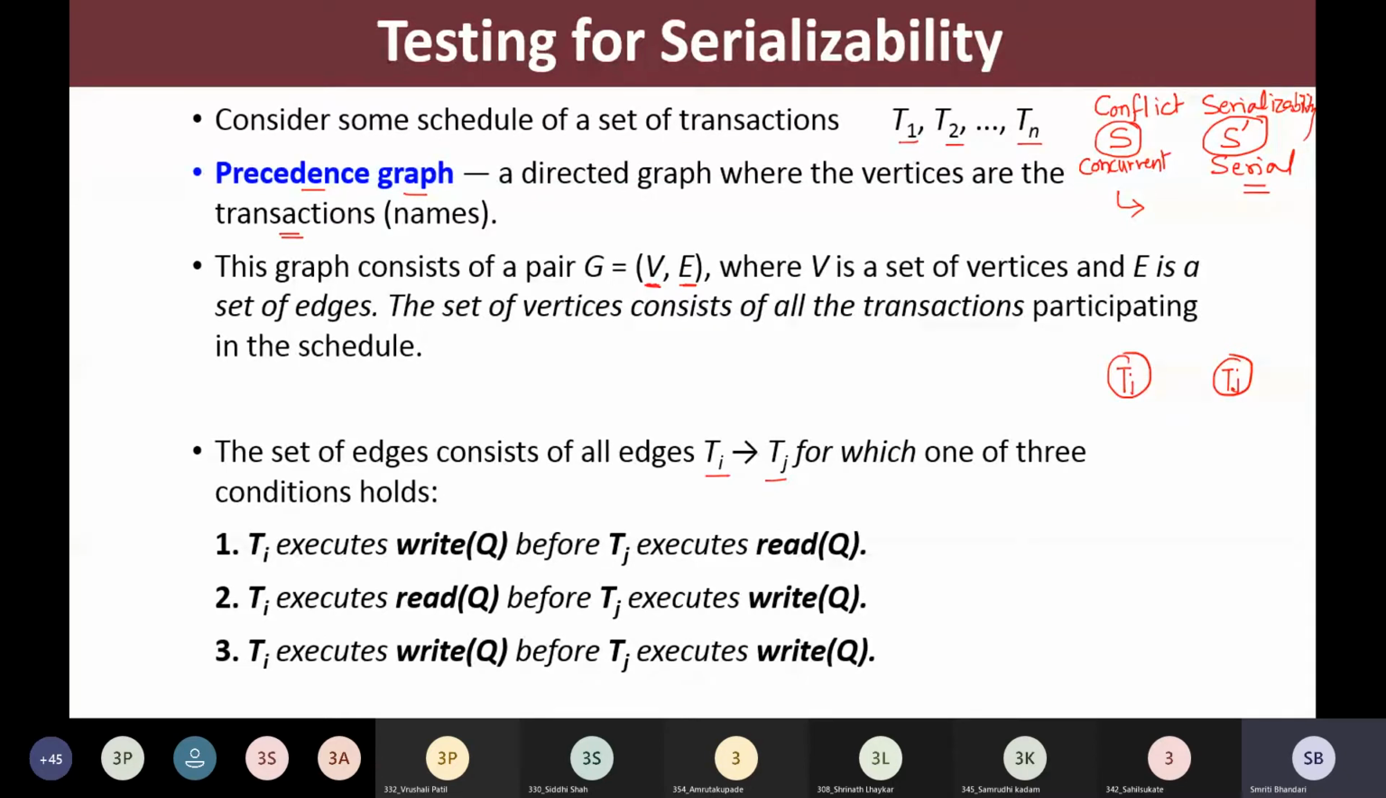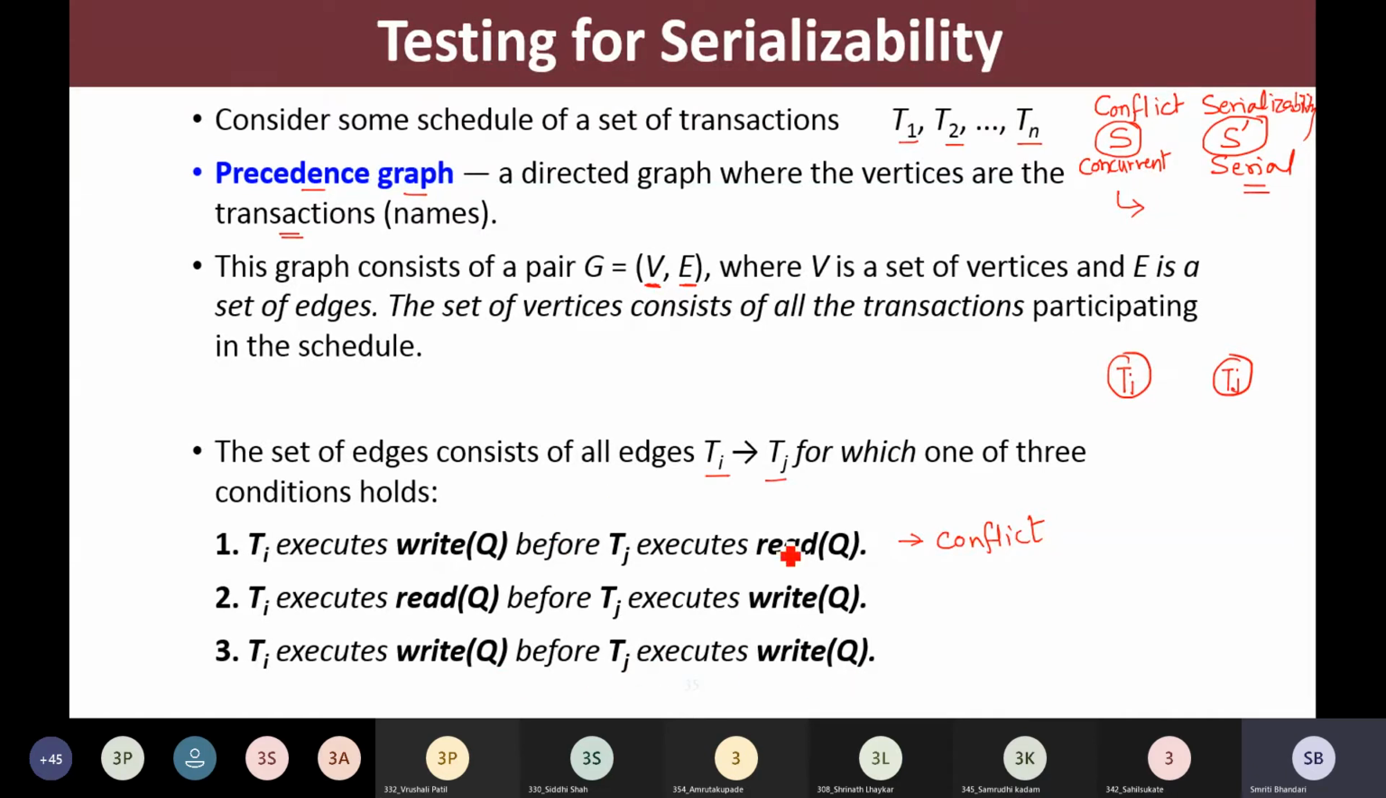For example, if Ti executes write Q before Tj executes read Q, so there is a conflict. Ti is executing write Q and then Tj is executing read Q. So there is a conflict. If I am having such kind of a conflict, then I'll be drawing an edge between these two nodes, Ti and Tj. What is the other condition for conflict? Ti executes read Q before Tj executes write Q, or Ti executes write Q before Tj executes write Q.